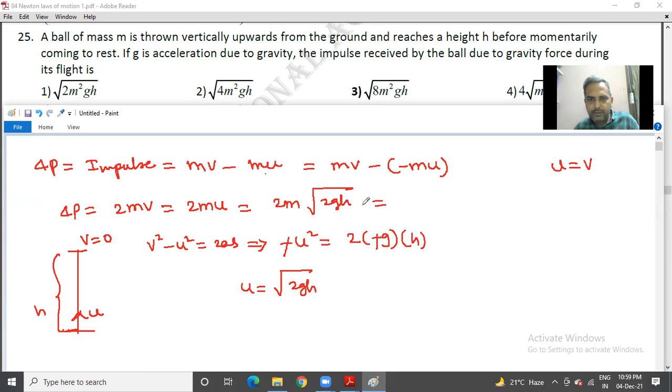root 2gh. So taking m inside the root, it will be 2 root 2 with m square and gh. So this is the answer. Third option is correct. Let us move to the next question.